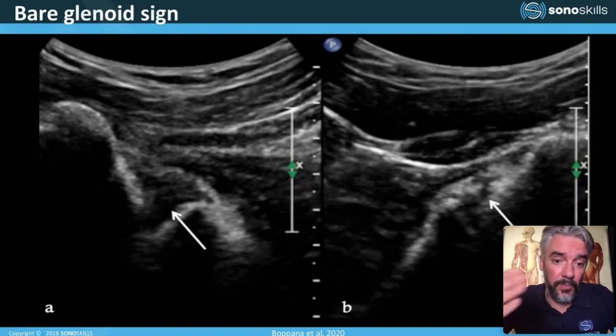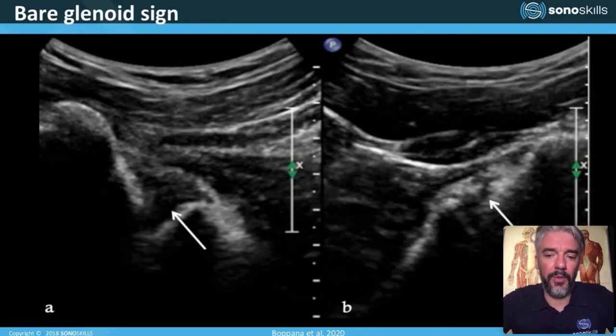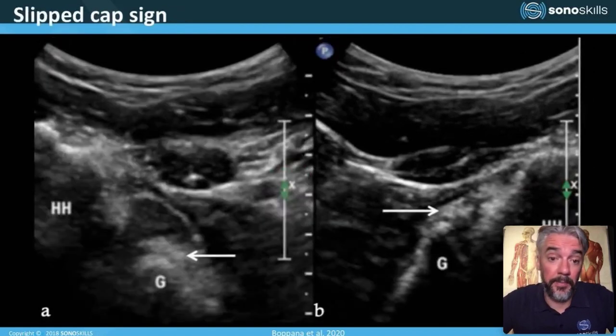This author really explains all the things that can go wrong with the labrum and how you can visualize it. I think you have to be careful. Ultrasound is not the golden solution for labral pathology, although in this article with relatively poor images, because they're not really bright, I think you can definitely see what the author is talking about. And this is the bare glenoid sign, meaning that on top of the glenoid cavity, we don't see the labrum anymore. It can be torn.